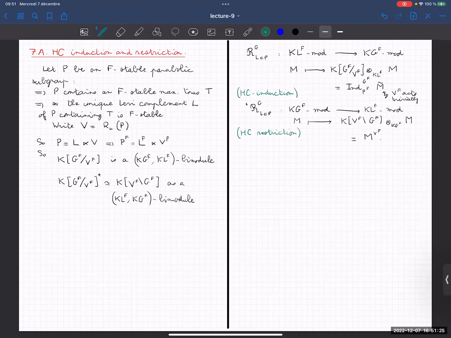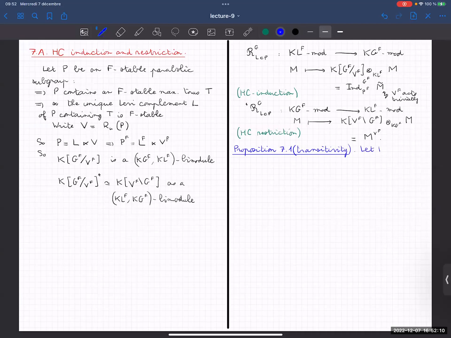Okay, so I am going to conclude today's lecture with a proposition which can be called the transitivity of Harish-Chandra induction and restriction. And we will really enter into the Harish-Chandra theory during the next lecture. So how does the transitivity work?